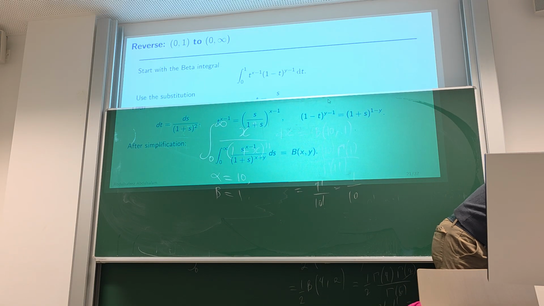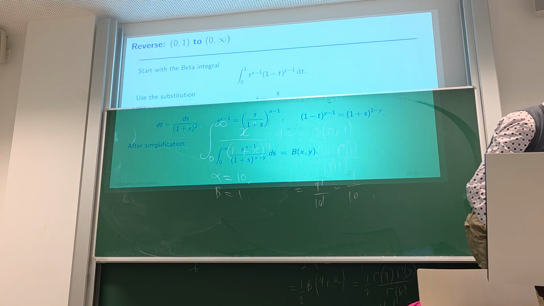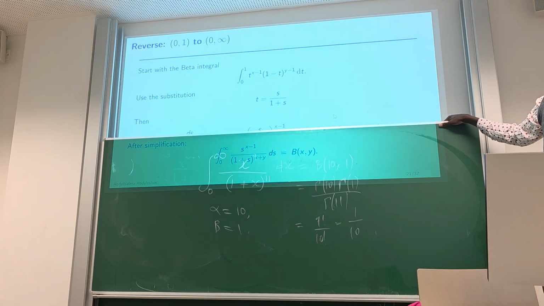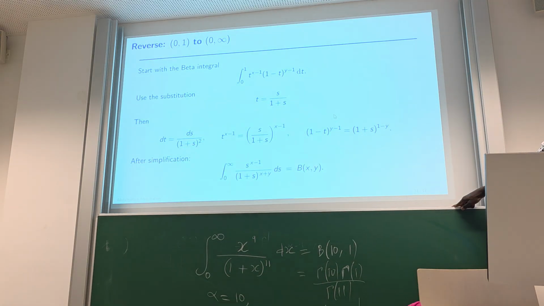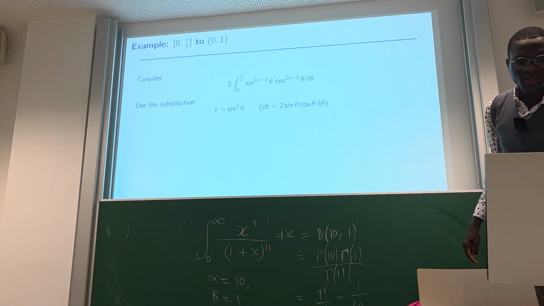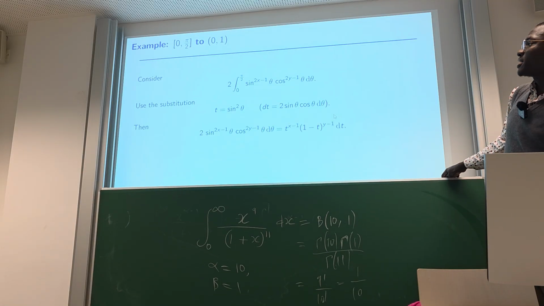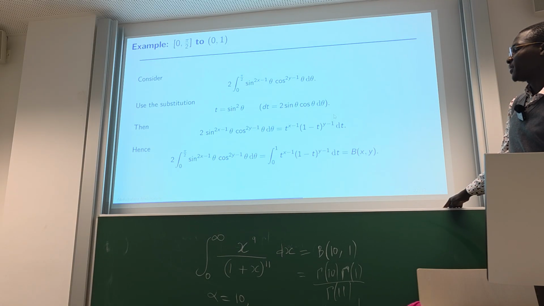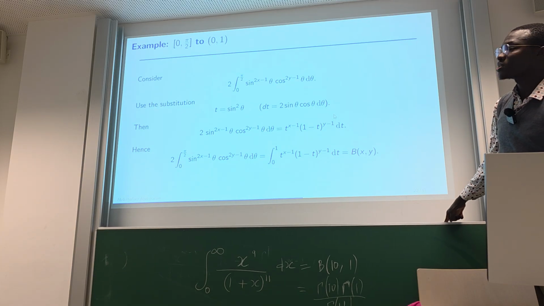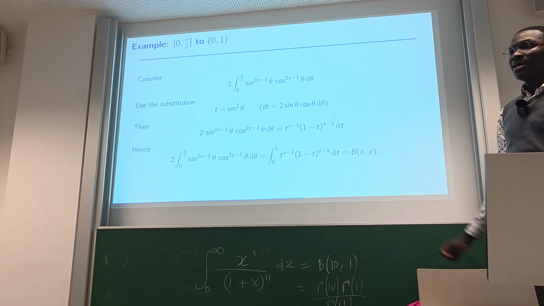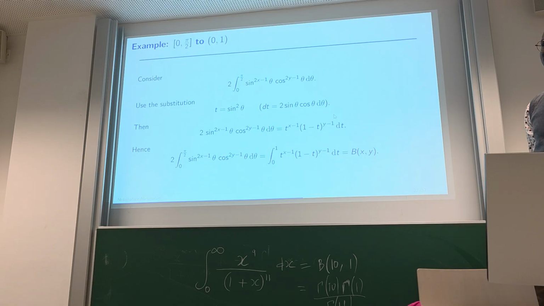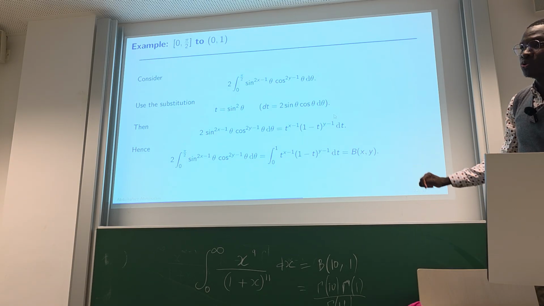Let's go to another form. Let's quickly brush through the slides and continue. With this, when you make t equals sine squared theta, you get the B of x comma y. It's elementary, as you can see on the board, and you can also do it yourself.